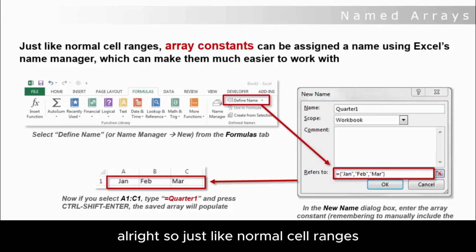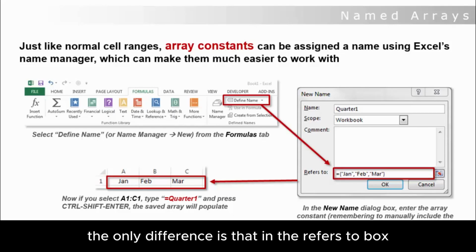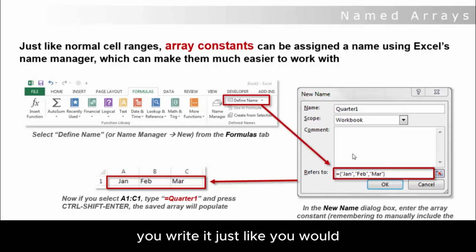All right, so just like normal cell ranges, you can assign a name to a certain array constant. The only difference is that in the refers to box, you write it just like you would if you were trying to populate cells. So you'd add the brackets and either delimit by semicolons if it's a vertical array, commas if it's a horizontal array, or a combination of both if it's a two-dimensional array.